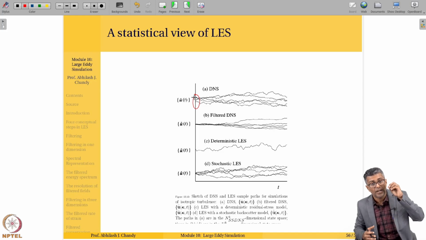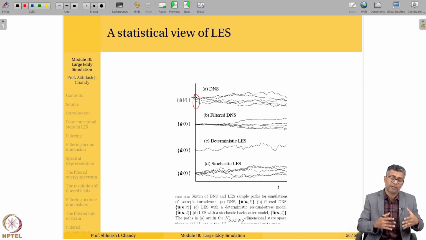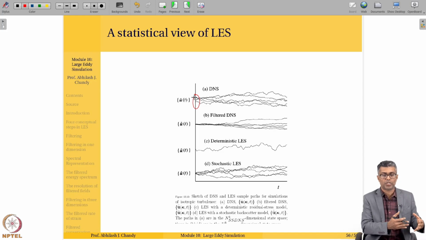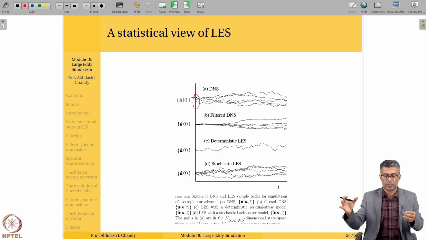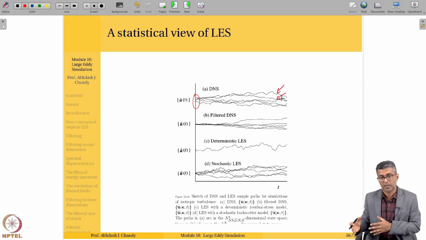Even though the amplitudes are the same, because the phases are set at random, the initial conditions are different, and because the initial conditions are different, they have different paths. So this is each and every realization, basically.